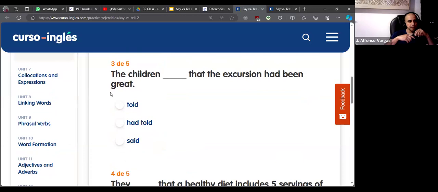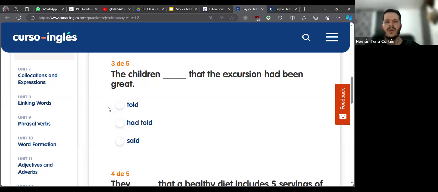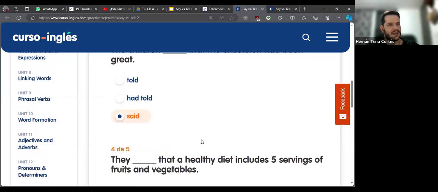The children had told that the excursion had been great. All right. Good try, good try. In this case, Alfonso, we're going to use said. The children said that. Pero sí podríamos usar had told si después del told tuviese el objeto me. Had told me. En ese caso sí estaría correcto. Thank you very much. Okay, Alfonso. We'll come back to it.